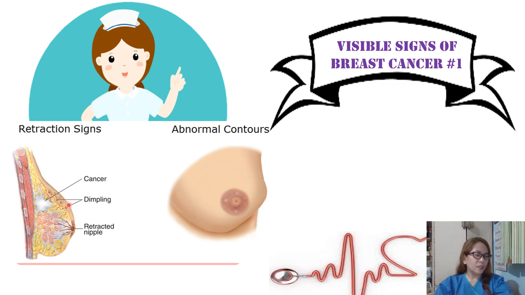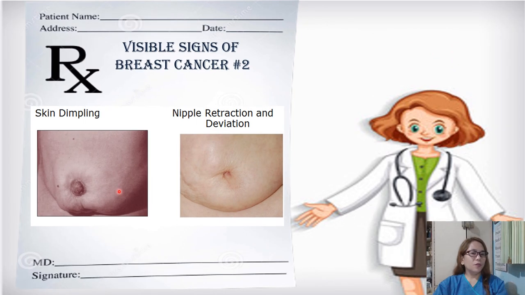So you can see here, sa cancer, this is the cancer image. There is dimpling, retracted nipple. Okay, this is an illustration of visible signs of breast cancer. So there is skin dimpling. Okay, so there is a sign of nipple retraction and deviation.